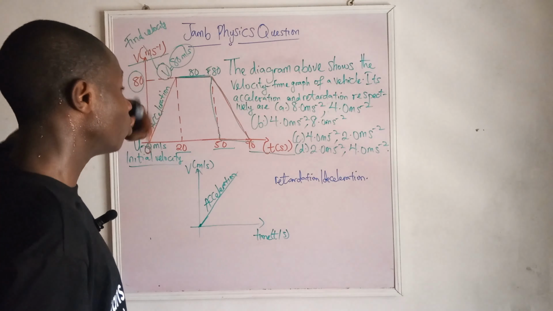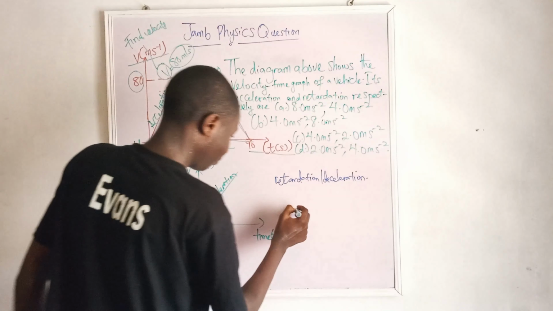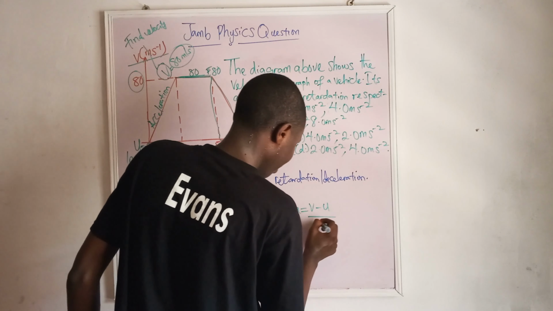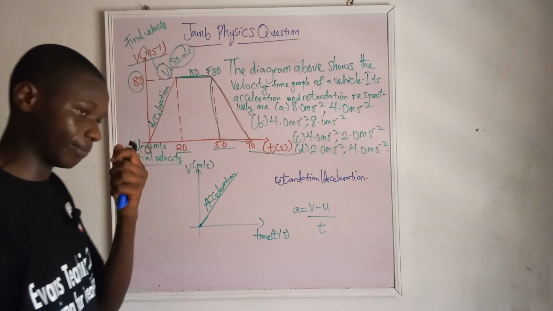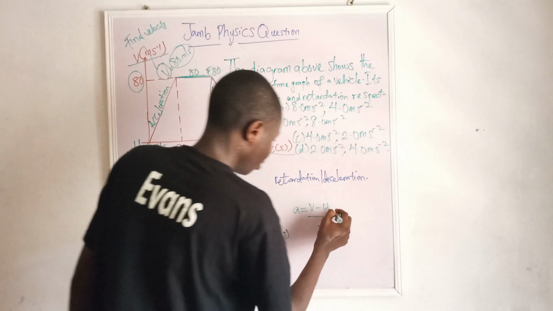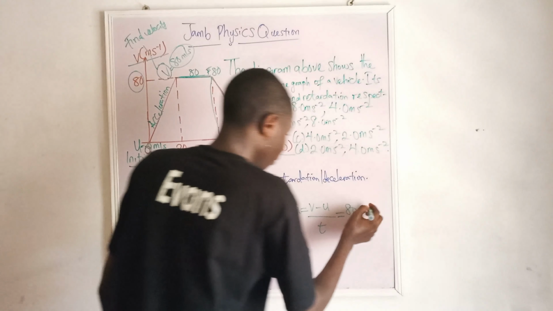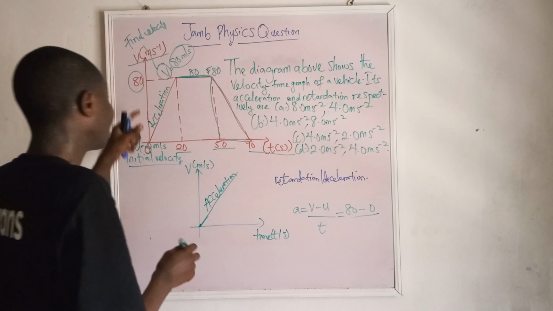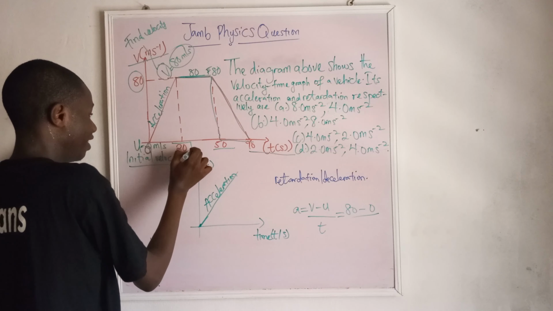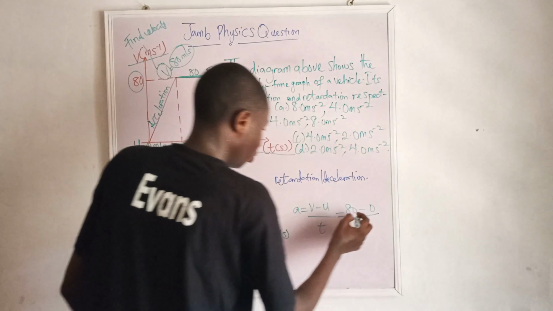Now, whenever you want to do questions like this, you need to know that acceleration is equal to V minus U over T. I already told you that your final velocity here is 80, right? So let's put it inside. What's your initial velocity? I said it is 0. What's your time? You can see now, your time is already here, 20. I hope you understand it.